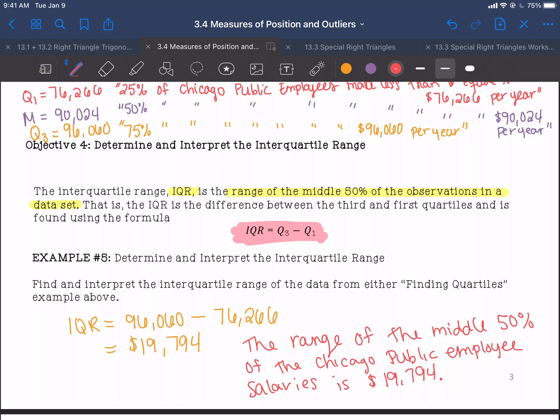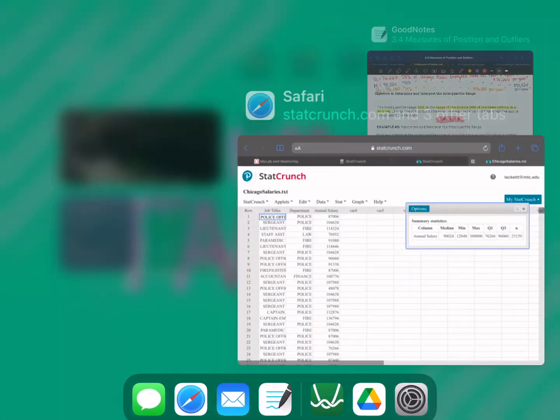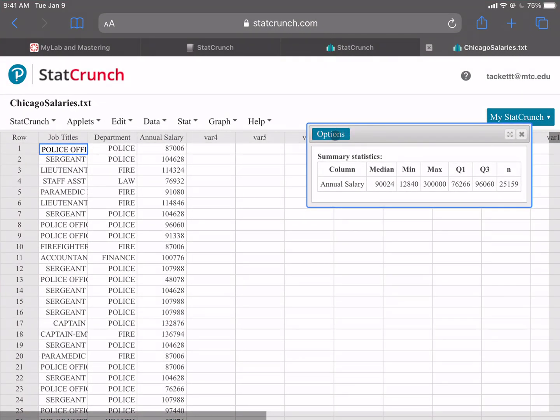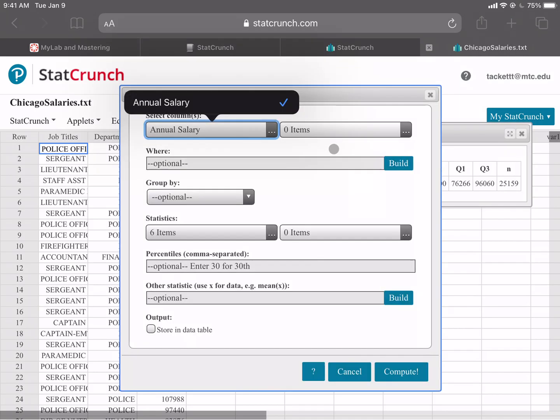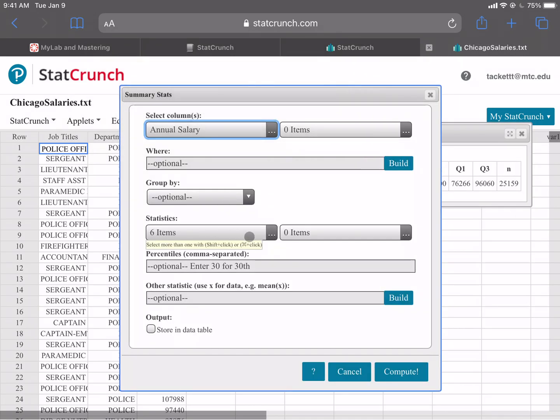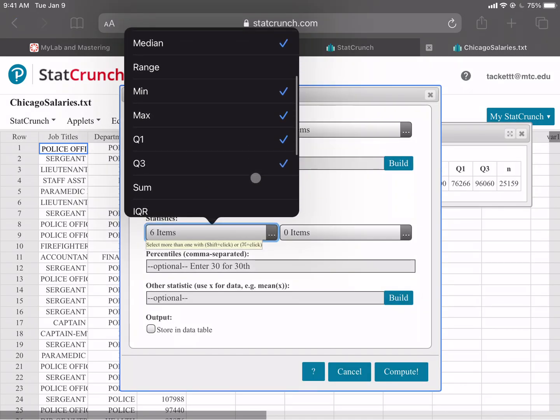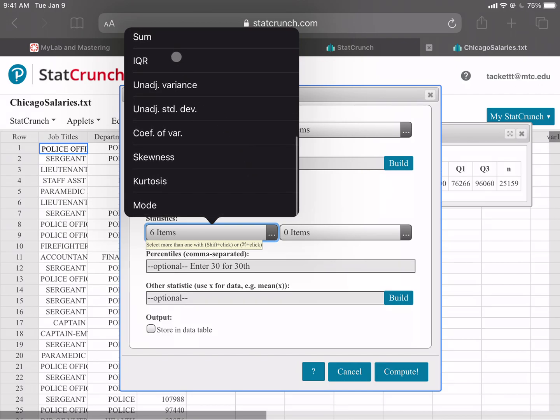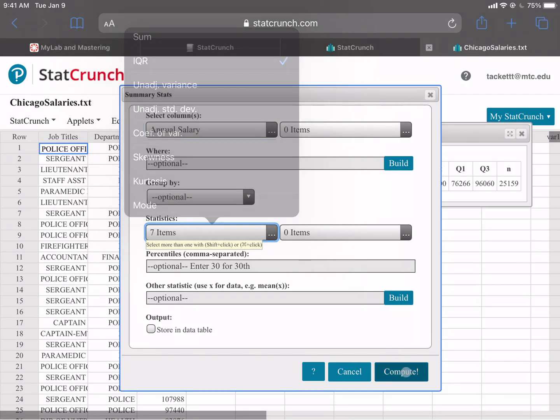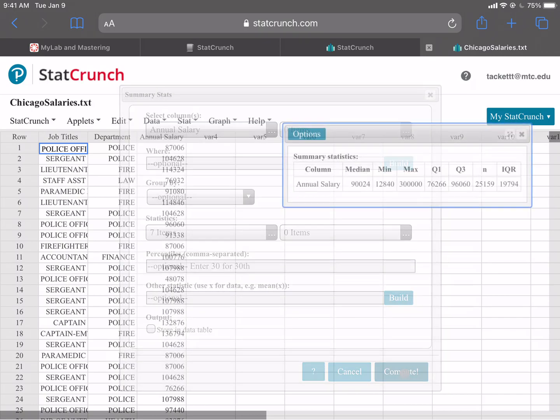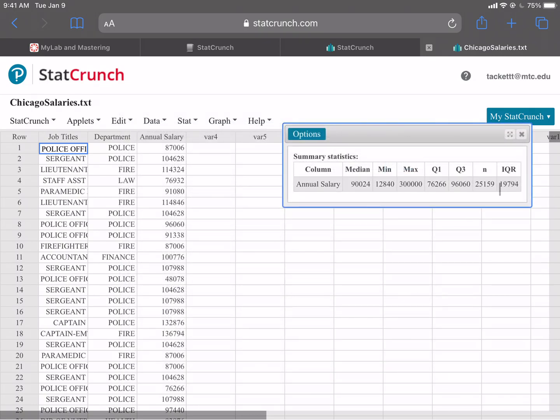Okay, and that's a stat that can be found in StatCrunch as well. So if I just go and edit my options here, you hit Control and also select IQR. And there it is at 19,794.